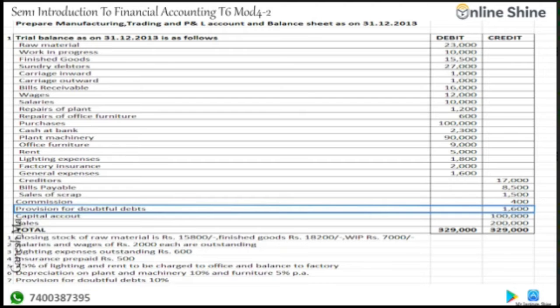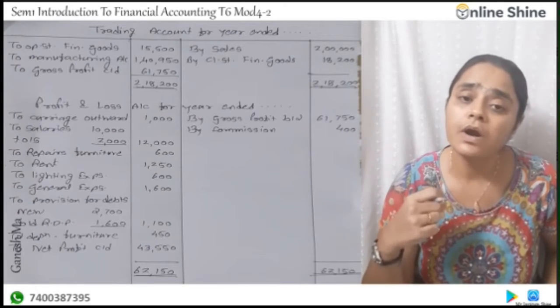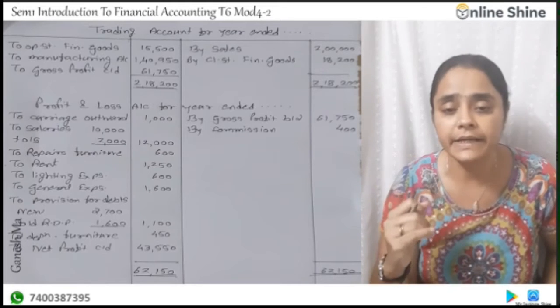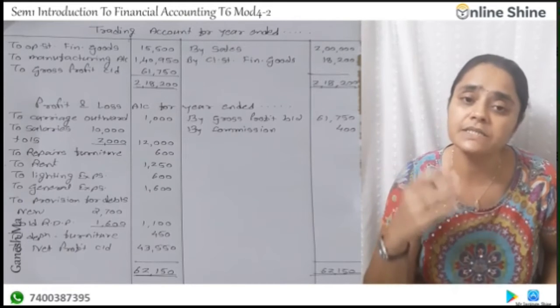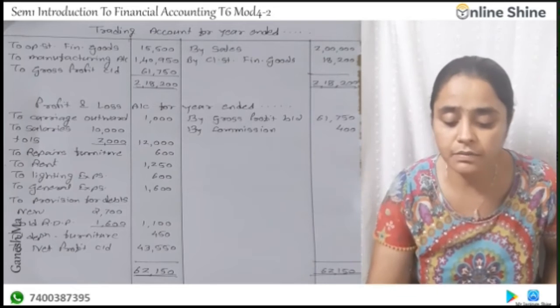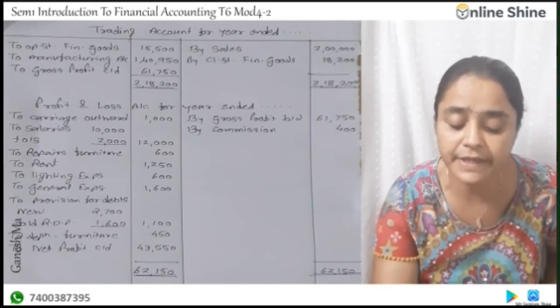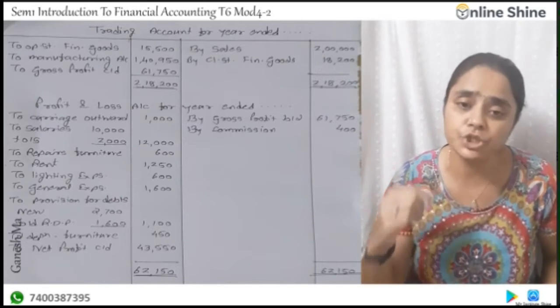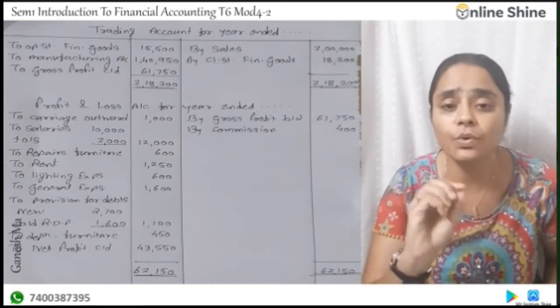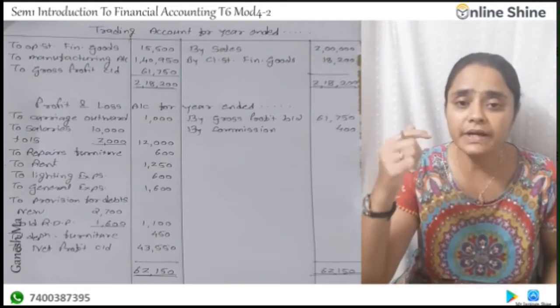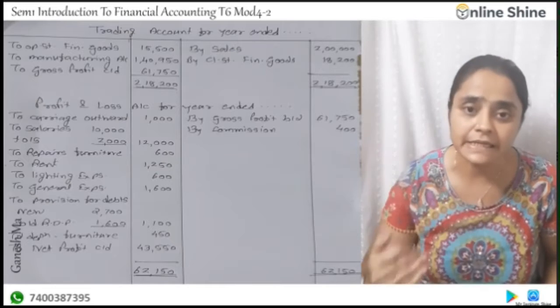Next is provision for doubtful debts. Now whatever doubtful debts item is there in your trial balance, that is your old RDD. So that is a part of your P&L account, the doubtful debts which will be deducted from your new RDD which you are making. So I've deducted over here old RDD 1,600. New RDD will come from the adjustment that we will see later on.